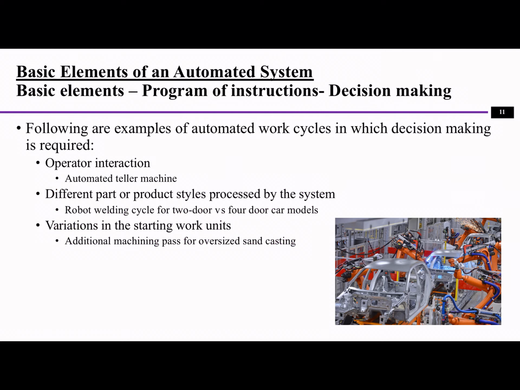These are some examples where programming instructions will involve decision making. For example, an automated teller machine, or ATM. When you go to the ATM, it will ask you to make some choices. You can choose the language, English versus Spanish or some other language, and based on your choice, it will go to a different route. Then you choose whether you are going to withdraw money or deposit money or just get some information.